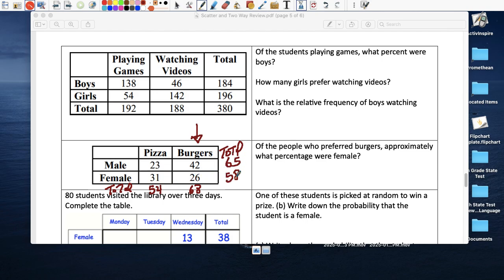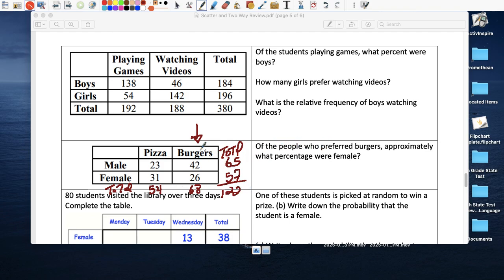Let me add these two quickly. Did I do something wrong? That's not 58, it's 57. If I add these two, I get 122. If I add 54 plus 68, I also get 122, so I'm good.